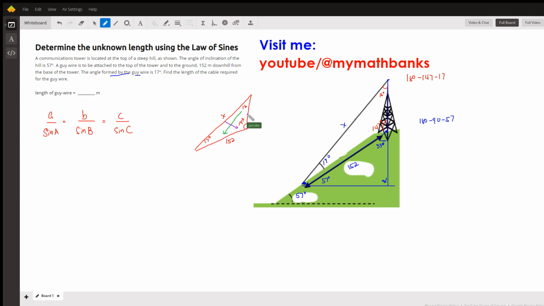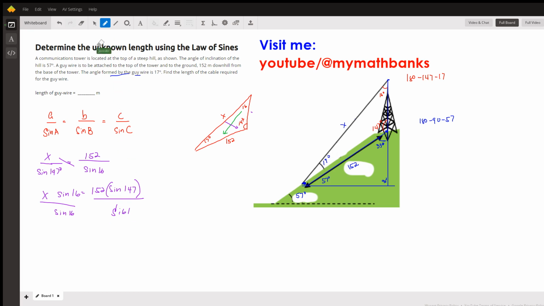We don't really need the 17 because it is not being asked and we don't have any dimension there. So from there, let's pick one side. We want x. So x over sine of the angle across side x, which is 147 degrees, equals 152 over sine 16. Now if we cross multiply, we will have x times sine 16 equals 152 times sine of 147. Solving for x, we divide by sine 16.